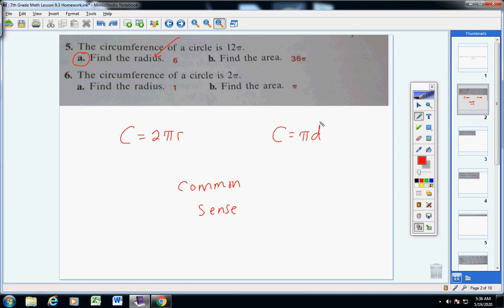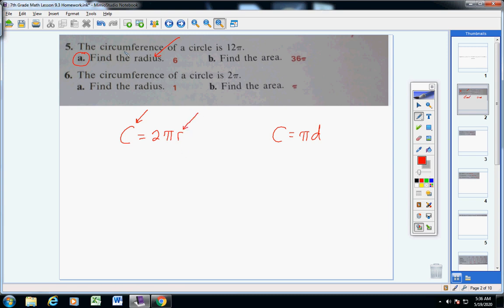Now, yes, you could use this formula here, and when you're done, you'll know what the diameter is, and then you could cut that in half, and you'll know what the radius is. Yes, you could do that, but why? This formula here has circumference, and it has what?